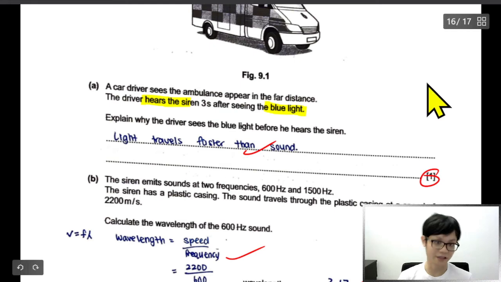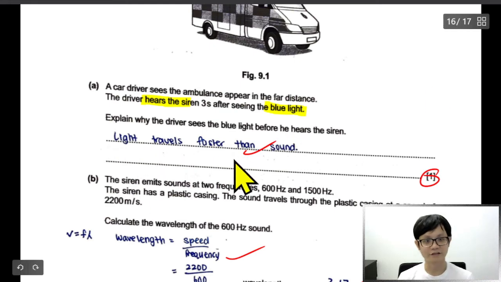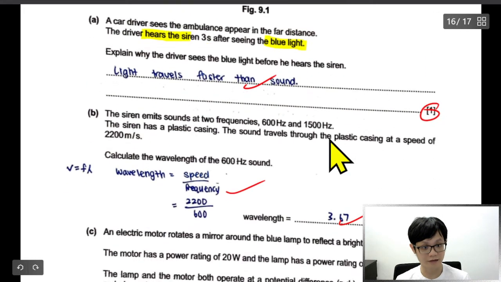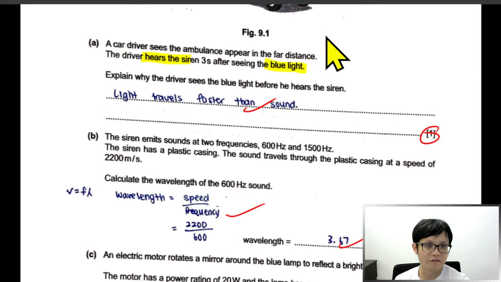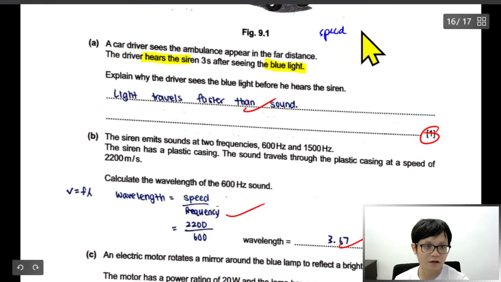This is a very common thing. Why? Because light travels faster than sound. What is the speed of light? So the speed of light equals 300,000 kilometers per second.